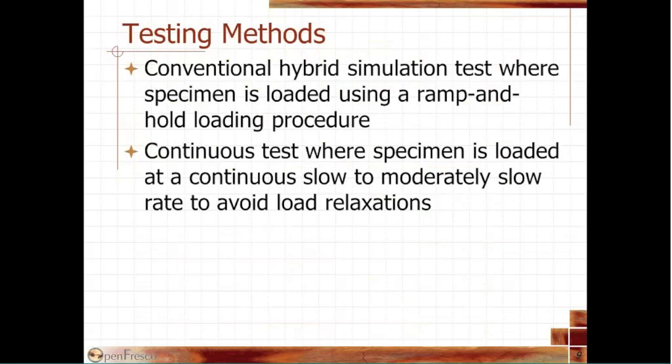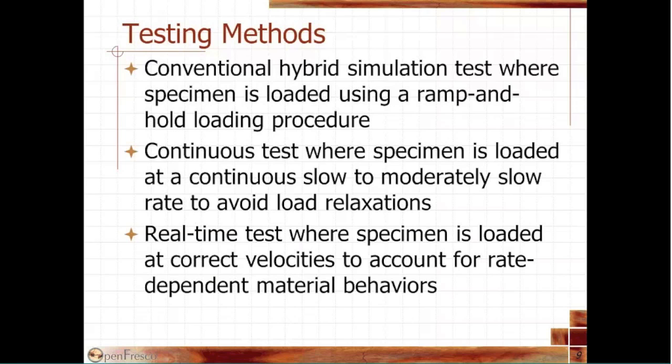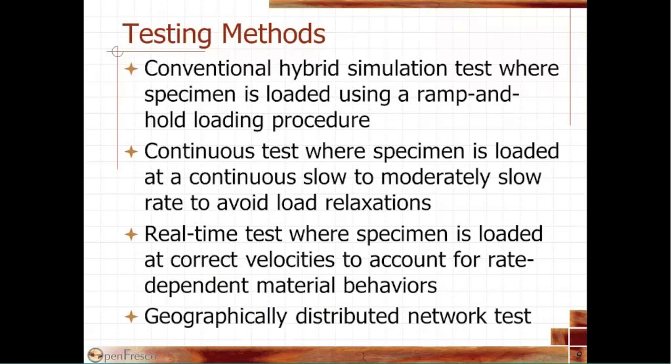To alleviate that, people then developed what is called a continuous test, where the specimen is loaded at a continuously slow to moderately slow rate. If we continuously move the actuators and never stop, we can avoid these load relaxation problems. Then this still doesn't capture strain rate effects or velocity-dependent behaviors. So people took a step further and said, let's try to do a real-time hybrid simulation, where we test the specimen at the correct velocity to account for rate-dependent material behavior, so we can capture the rate effects. And then finally, if we want to take advantage of multiple laboratories, having different resources at many different laboratories, we can also geographically distribute a hybrid simulation across a network and communicate between different laboratories and different numerical sites.